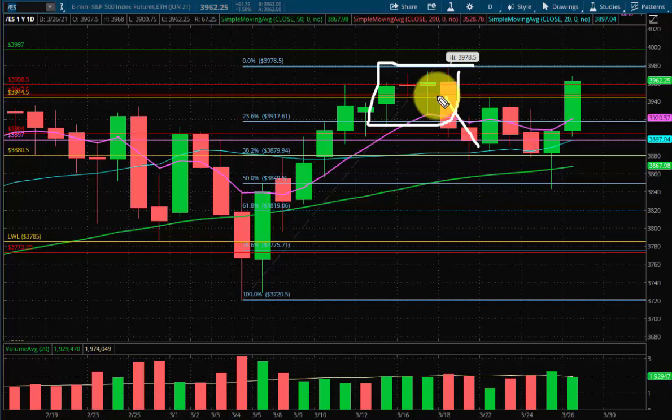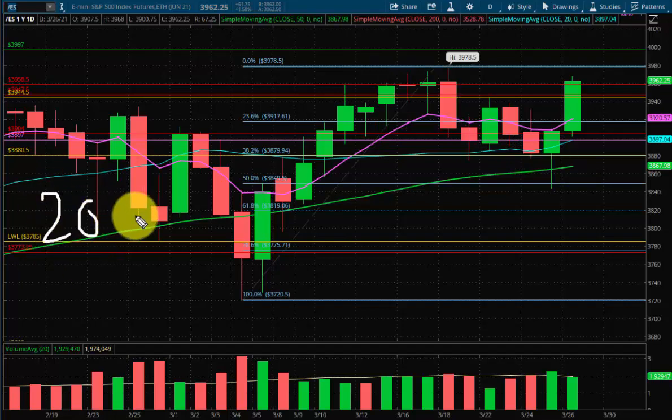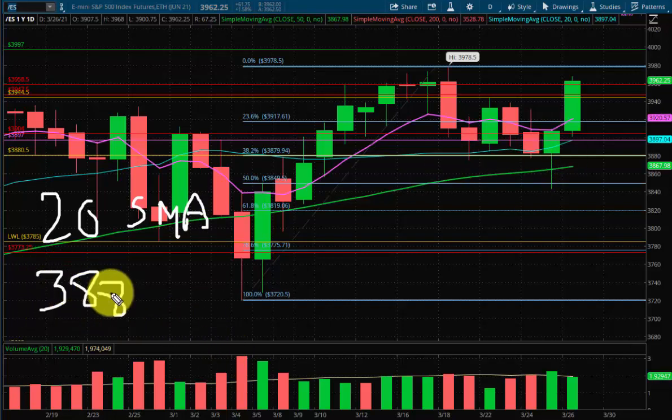So the idea was that since we had defended this moving average, and since we had defended the key Fibonacci retracement support, so just to recap, that's the 20 SMA, simple moving average on the daily time frame, and on top of that the Fib, which was at 3880, we just rounded that up, since we had defended that area we were going to bounce this week.